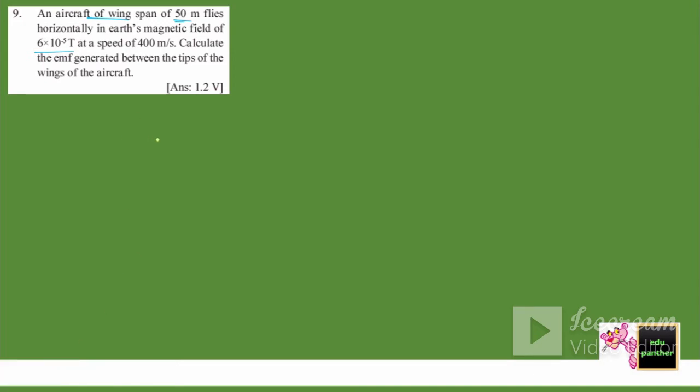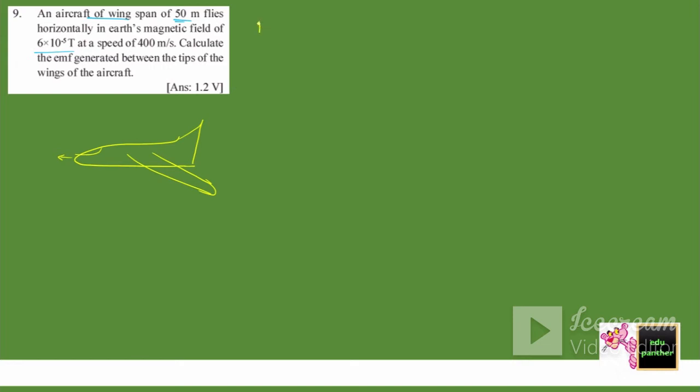So we have an aircraft. Let's say this is your aircraft or basically plane, and this is the wings of that plane. This plane is moving horizontally in Earth's magnetic field. Earth's magnetic field is always from south pole to north pole, and this is moving horizontally, so definitely it will be perpendicular to the magnetic field.